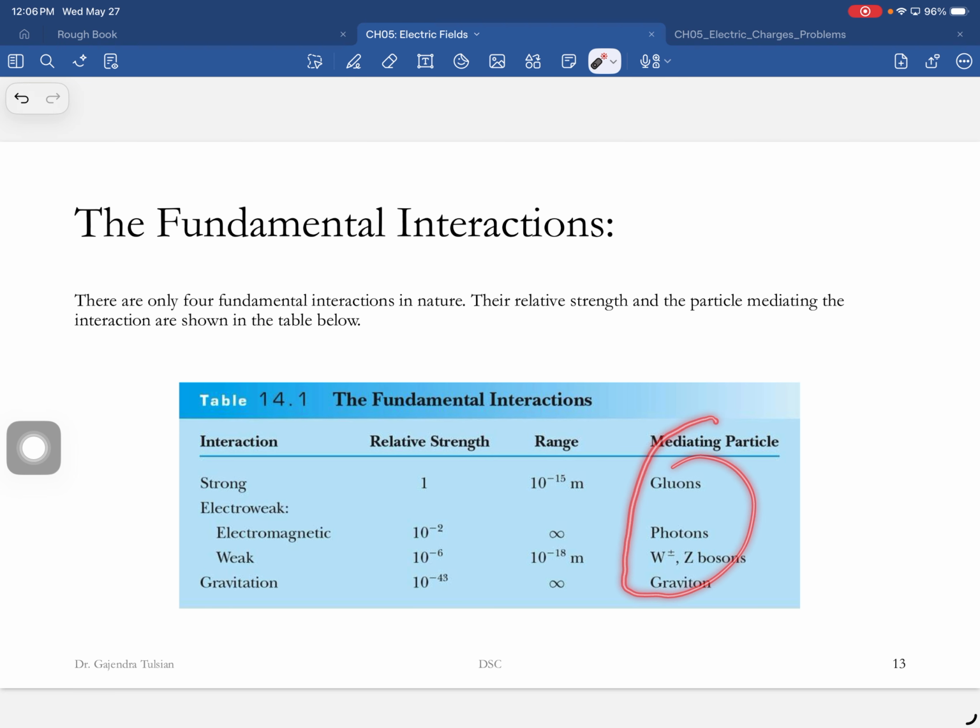In quantum mechanics, they tell you forces are mediated by particles called bosons. The strong force is mediated by gluons, the electromagnetic force by photons, and the weak force by W and Z bosons. And this last one, the graviton, is not detected yet, but postulated.